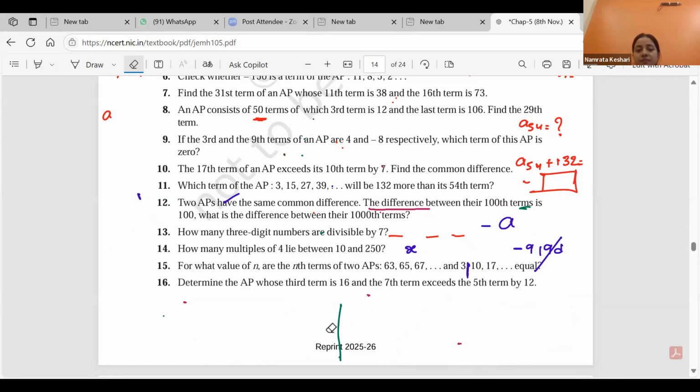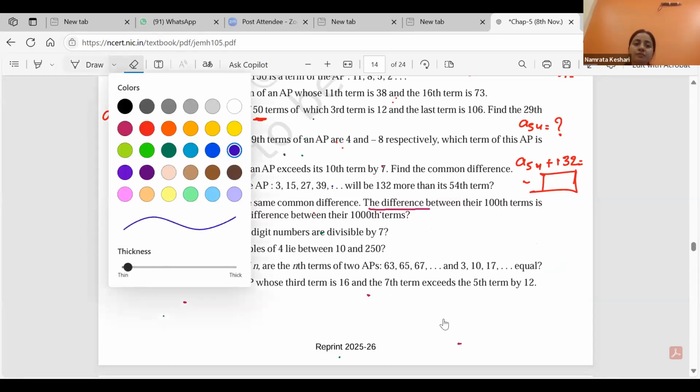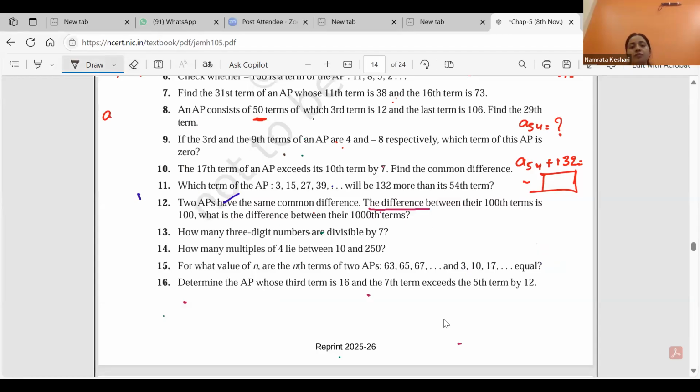Ma'am, can I explain? Yeah, please. So the last three-digit number is 999, right? So an will be 999, but we should first divide it by 7. So 999 is not divisible by 7, right? So we will subtract a number to make it divisible, and we'll do the calculations. So we will be getting the last number. What about the first number?